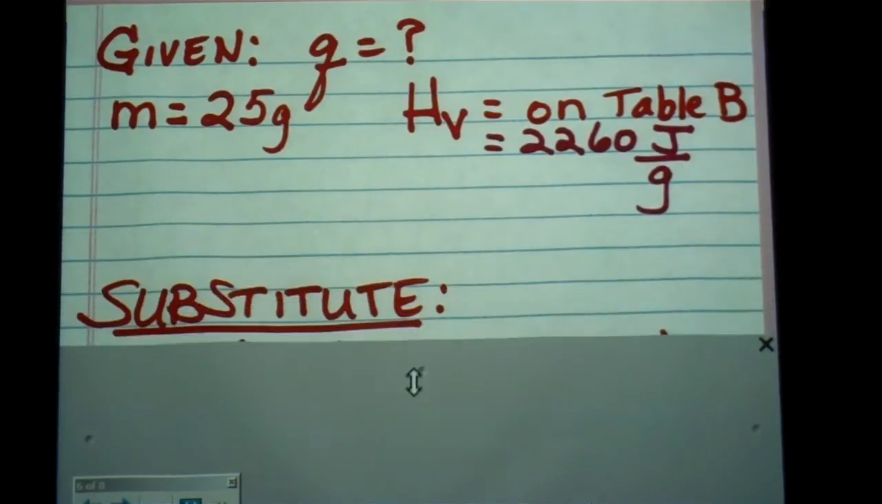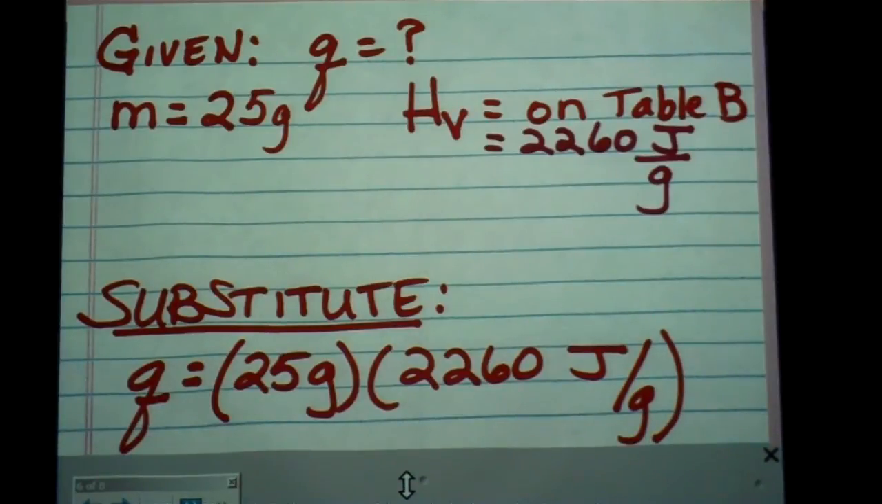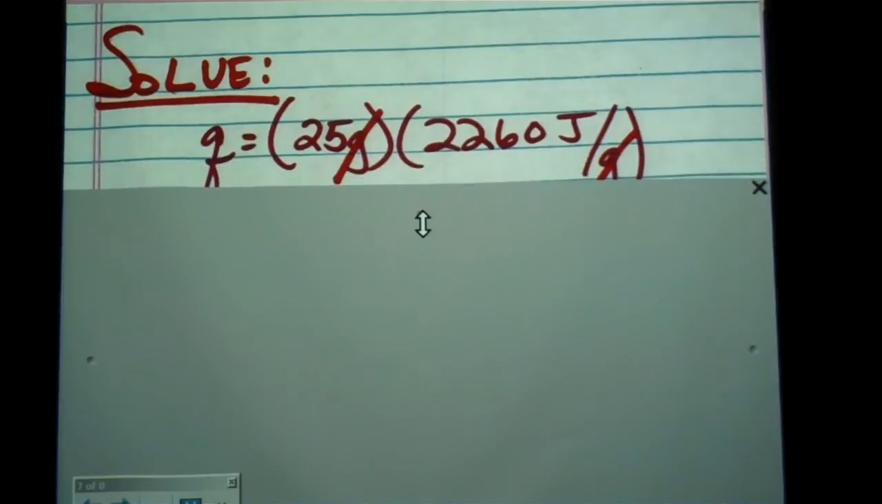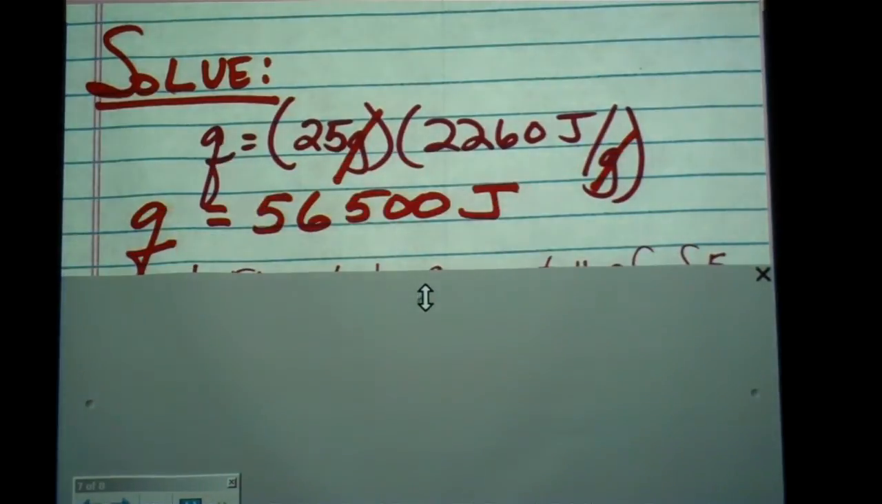So once we have the givens, you know the next step would be substitution. So we substitute in those values. Notice the grams are going to cancel and you're left with joules. So you're going to multiply 25 times 2260 and you're going to end up with joules for your answer. So to solve, you end up with 56,500 joules.